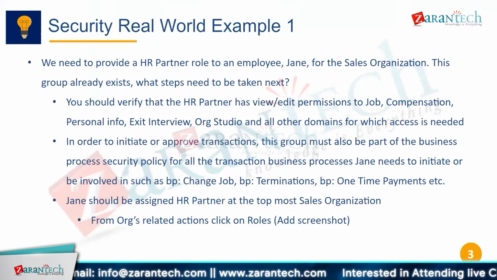So we need to provide an HR partner role to an employee, Jane, for the sales organization. This group already exists. What steps need to be taken? The first step you should do is verify that the HR partner has view and edit permissions to job, compensation, personal info, exit interview, auxiliary, and all other domains to which access is needed. In order to initiate or approve the transaction, this group must also be part of the business process security policy for all the transaction business processes Jane needs to initiate or be involved in, such as BP job, change job, BP terminations, BP one-time payment, etc.